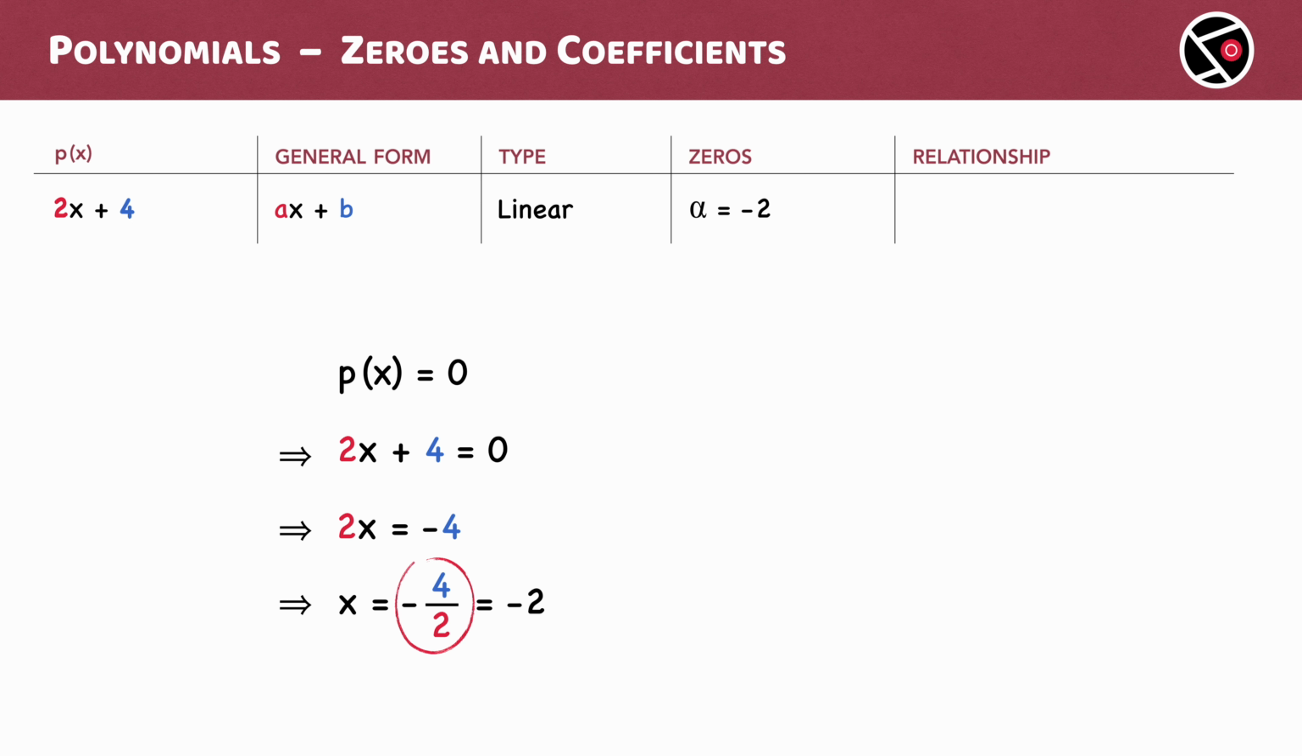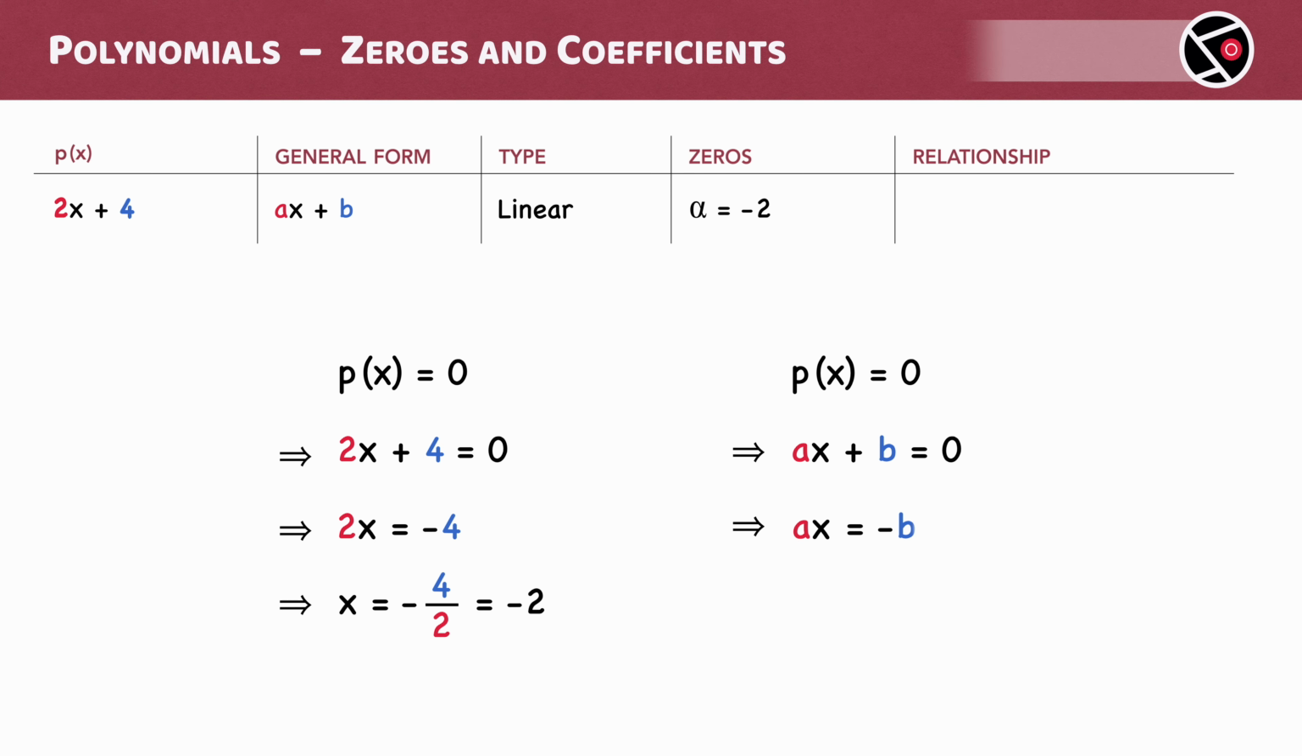Now observe this carefully. The 0 is minus 4 over 2. Both 4 and 2 are coefficients of this polynomial. Let's understand this further using the general form of the linear polynomial, ax plus b. As before, we find the 0 by equating p of x to 0. ax plus b equals 0. That is, ax equals minus b, or x equals minus b over a.